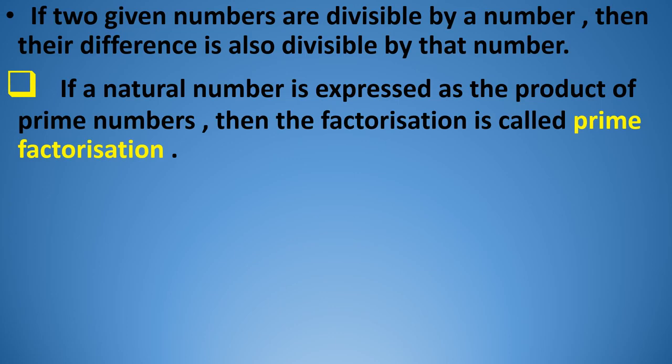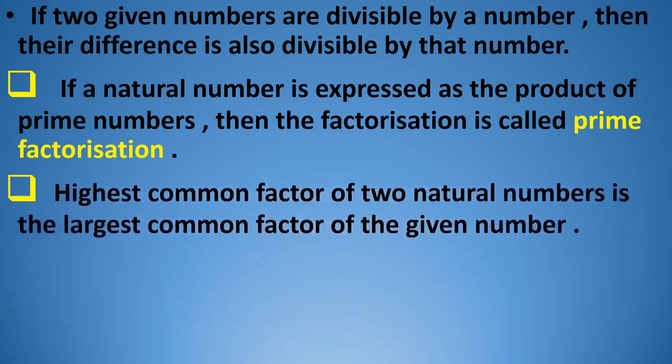After that, we have done HCF and LCM. What is HCF? Highest common factor. HCF of two natural numbers is the largest common factor of the given numbers. It is the highest number which divides the given numbers exactly. We have done two methods to find out the HCF. One is the prime factorization method and the other is the long division method.